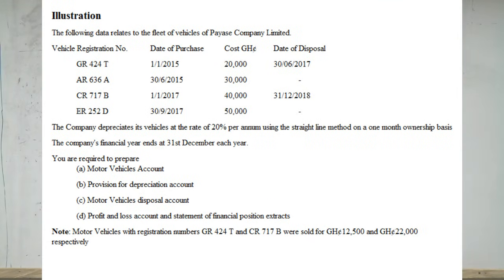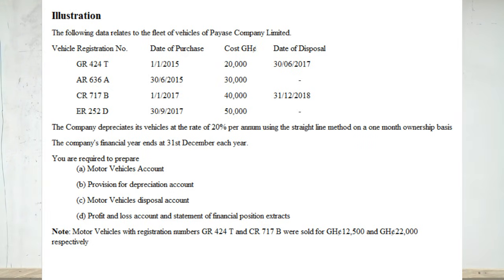The following data relates to the fleet of vehicles of Payasi Company Limited. So we have the vehicle registration numbers, we have the date of purchase, we have the cost, and then we have the date of disposal. The vehicle registration numbers are JR 424T, AR 636A, and CR 717B. Okay, so we have JR 424T, which was purchased on the 1st of January 2015 at a cost of 20,000 Ghana cedis. The date of disposal for that asset is 30th June 2017.